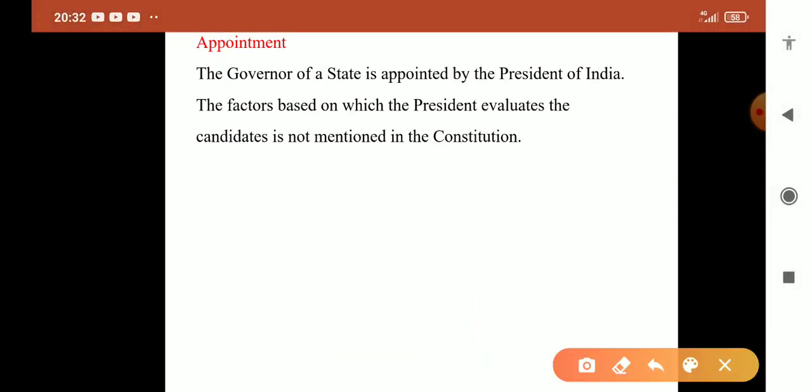Appointment. The governor of a state is appointed by the President of India. The factors based on which the President evaluates the candidates are not mentioned in the constitution. So these days any retired politician or ex-politicians or those who have lost the elections are appointed governor, or from army background, right, judges or IAS officers retired, they are appointed as governor.